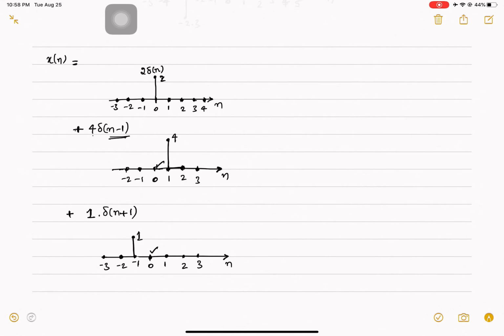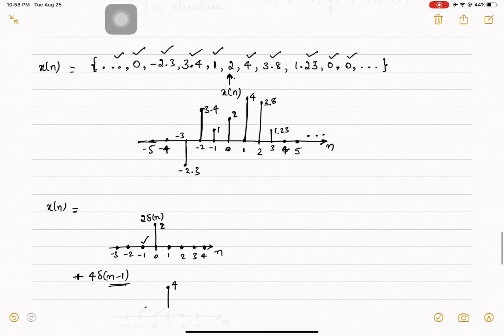Now at n equal to -1, if I add, it is 0 plus 0 plus 1, so it will be 1 times delta n plus 1. So if I want to write x of n, it can be written as, so it's 0 anyway, so it's -2.3 times delta n plus 3. This is the value at n equal to -3, plus 3.4 into delta n plus 2.